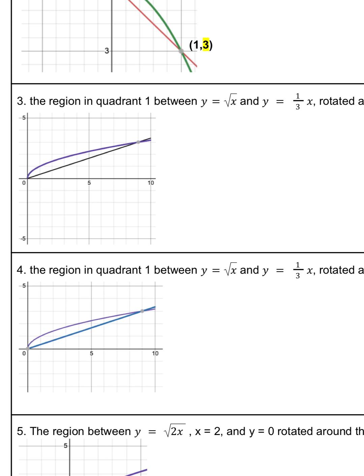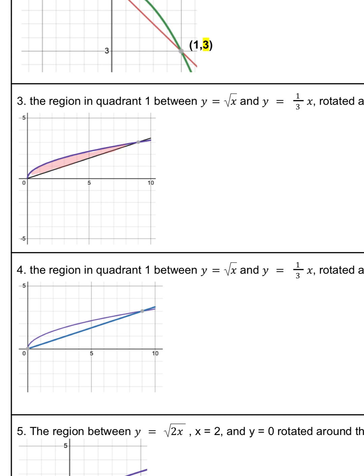Hello, calculus. Let's look at problems 3 through 5. For number 3, we are in quadrant 1, and we're between the square root of x, which is this curve right here, and the linear function y equals 1/3 x, which is right here. So if we shade in that little tiny region, it's right there. Pretty easy to see. Okay, so now I like to reflect.